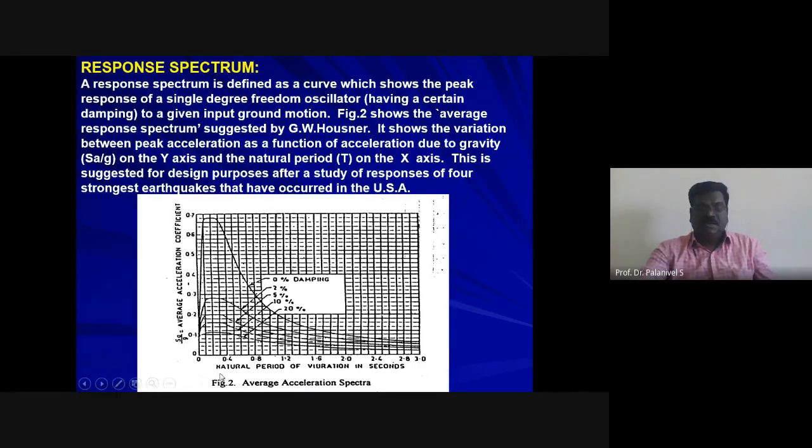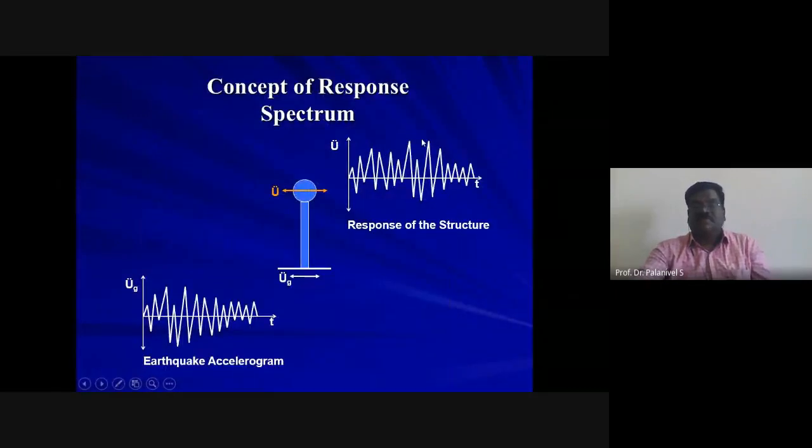See here, the natural period of vibration is again taken, of the single degree oscillator, and the average acceleration coefficient is the SA by G value. That is in terms of this maximum trace acceleration. Whatever maximum acceleration I am getting in that response, I want to express in terms of acceleration due to gravity. For that, I am going to divide it by acceleration due to gravity. If I am getting the maximum acceleration as g, it means g divided by g, 1.